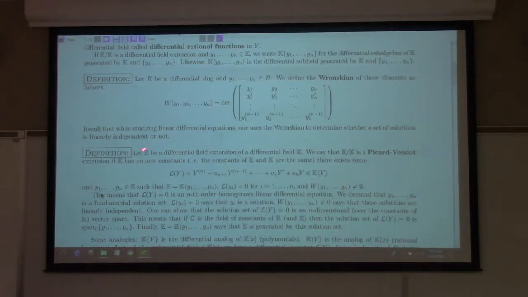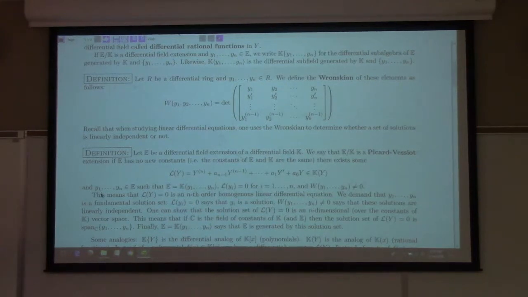Okay, I'll stop. The differential field extension: let E be a differential field extension of differential field K. We say that E over K is a Picard-Vessiot extension, I'm just mispronouncing it a different way, if E has no new constants. In other words, there exists some differential operator L of y, which is basically what? An nth order differential equation in y. So the differential extension has to do with a corresponding differential equation, just like our algebraic extensions have to do with a corresponding algebraic equation.